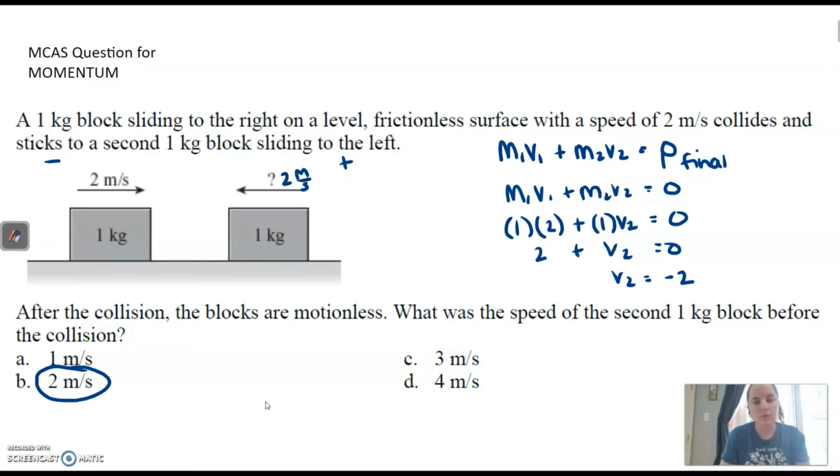So what we can do is set the momentum of the first block plus the momentum of the second block equal to your final momentum of 0, because again, they're at rest at the end. If you do that, then your mass is the same for both, 1 kilogram, and the velocity of V1 is 2 meters per second. Then you can work out some math. I've designated the left side as the negative side, the right side as the positive side. So you should get a V2 equal to -2, or 2 meters per second in the opposite direction.